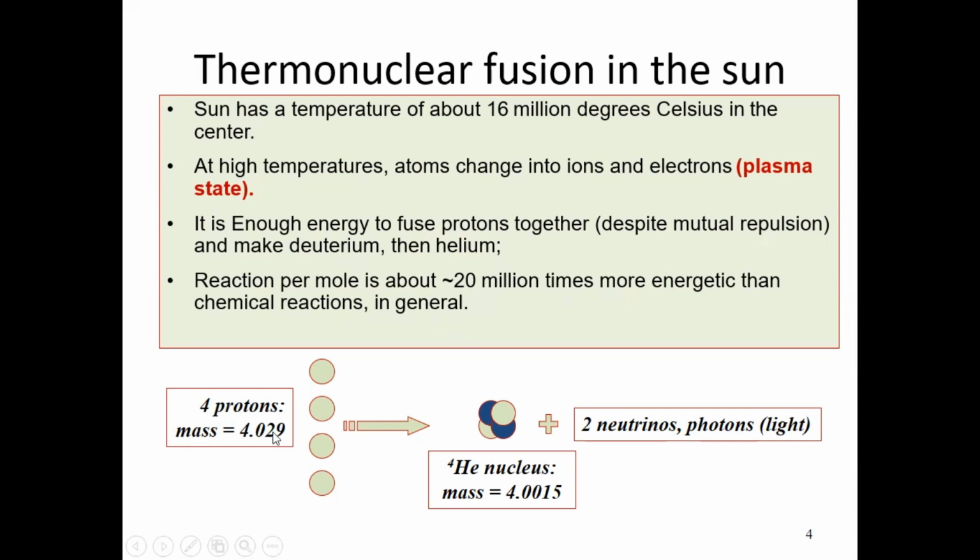So 4 proton mass becomes a helium nucleus, and its mass is a little bit smaller as compared to the 4 proton individual masses. And the 2 neutrinos and the photons are emitted. And this mass change is really the reason for the emission of the energy in the fusion reaction.